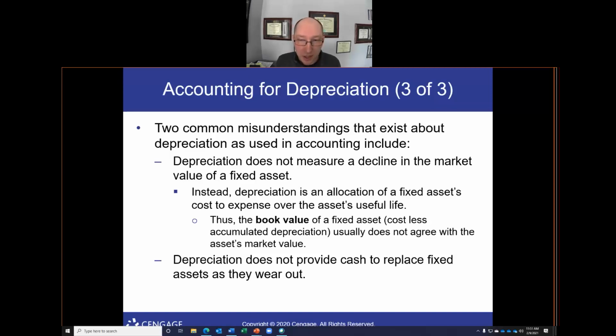Depreciation is an allocation of the fixed asset's cost as an expense over its useful life. Book value of a fixed asset is the original cost of the asset minus accumulated depreciation, and it is usually never the same as market value. Okay, that's book value. We'll talk more about it.